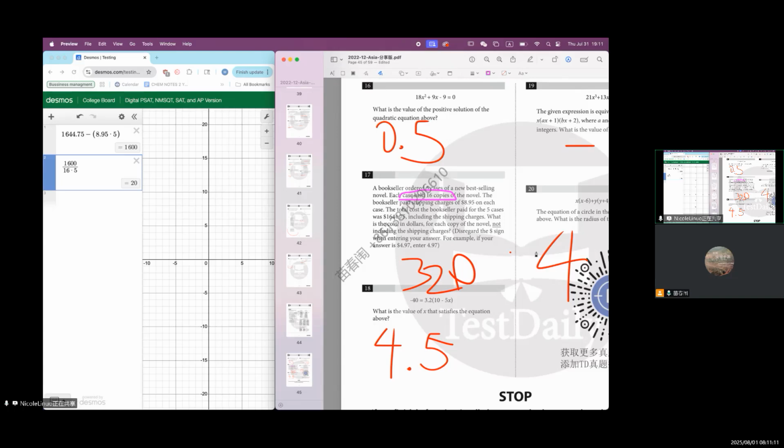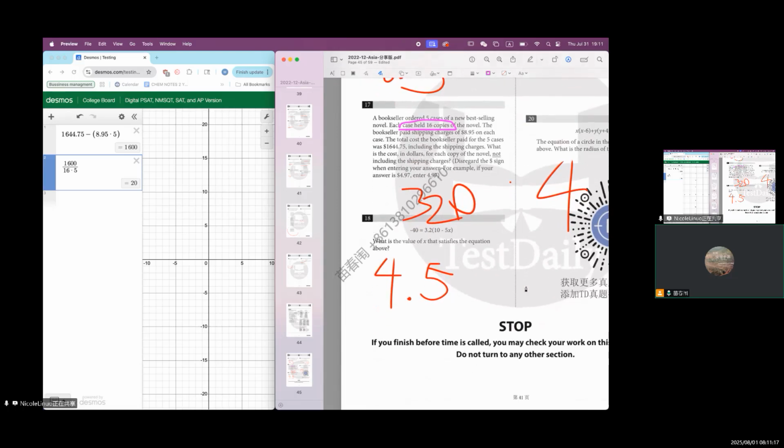Okay, this is 17. 18. Wait, I got 17. We can get it right in the test. Yes, but there's also a potential chance that we might lose a little, so you've got to be careful, right? Probably. I will be careful and read it slowly. Okay. So 18 is 4.5, right? Yes, 19.